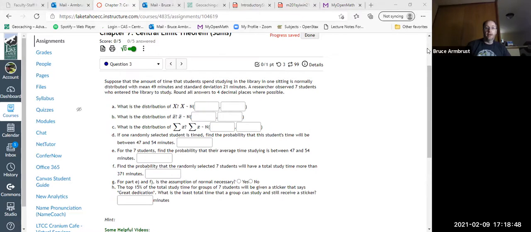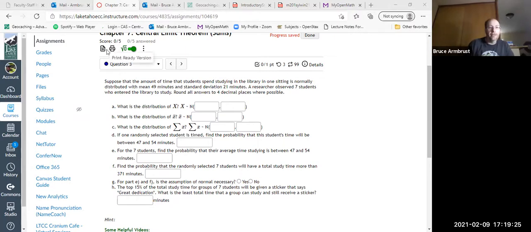All right, so suppose that the amount of time that students spend studying in the library in one sitting is normally distributed with mean 49 minutes and standard deviation 21 minutes. A researcher observed 7 students who entered the library to study. Round all answers to 4 decimal places where possible. Okay, so what is the distribution of X? X is a normal distribution. So what are the mean and standard deviation here?